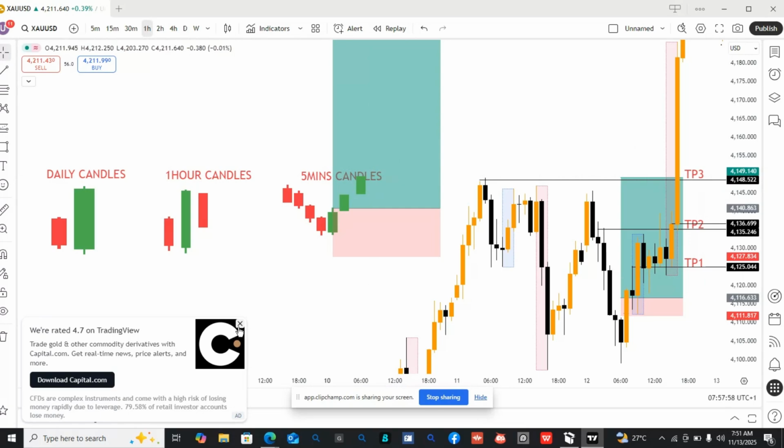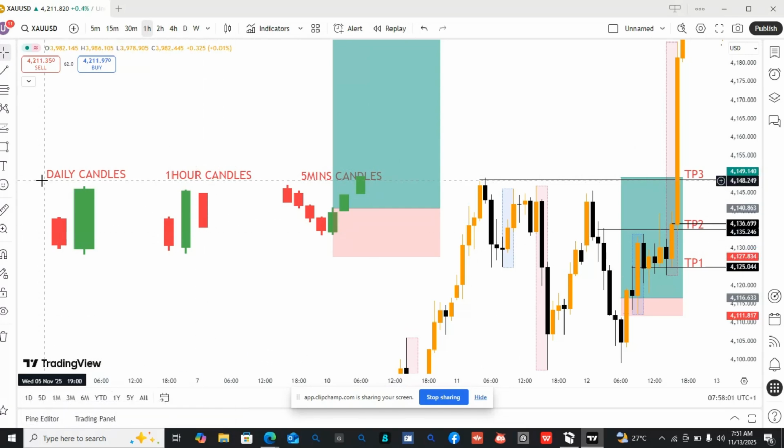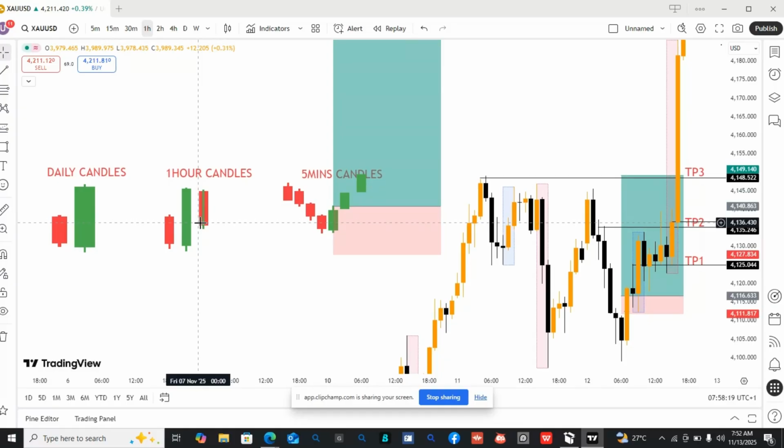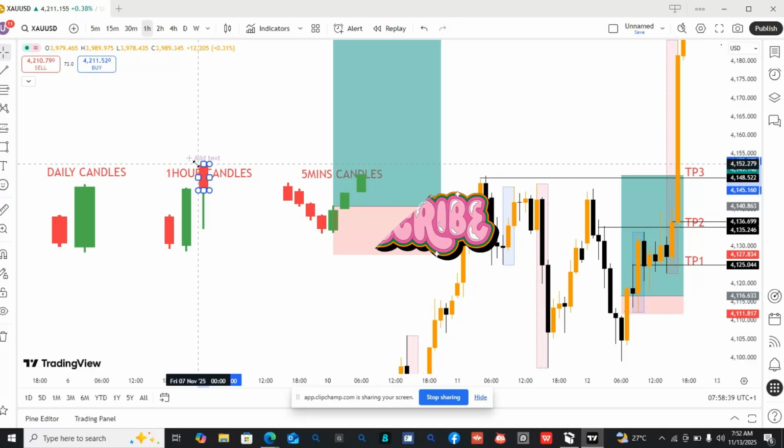Now when you go back to the 1 hour time frame, you will notice one thing. This red candle that was forming bearish will suddenly start moving back, leaving a wick behind. It will keep moving back. Before you know it, this red candle will turn to a green candle.